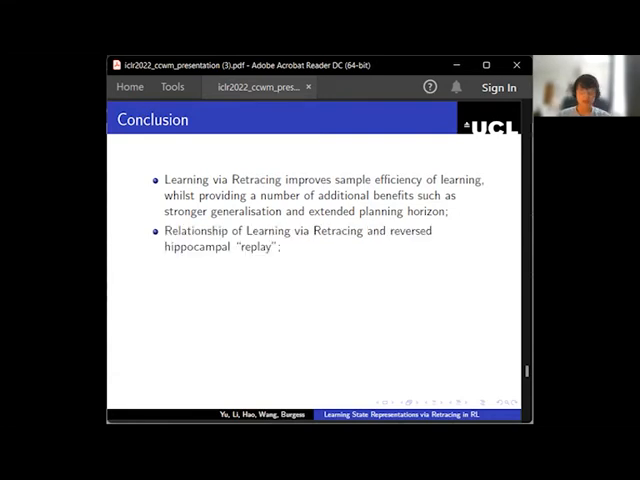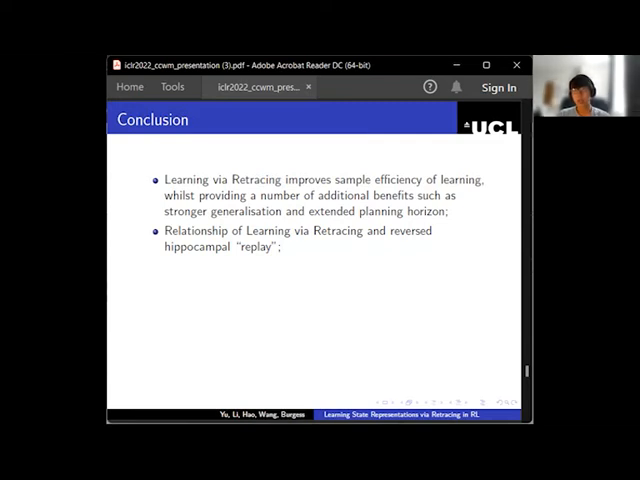One additional thing I wish to briefly point out is the relationship of learning via retracing with reverse hippocampal replay. Hippocampal replay is the event of the reactivation of hippocampal neurons during resting, usually found in rodents, but recently found also in humans. This reactivation can happen in both the forward and the reverse directions.